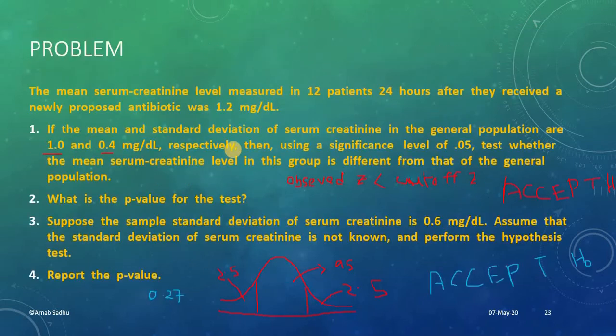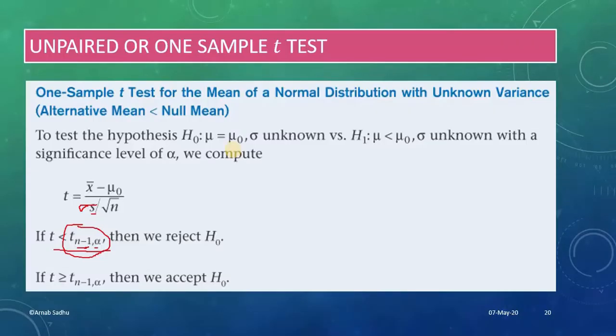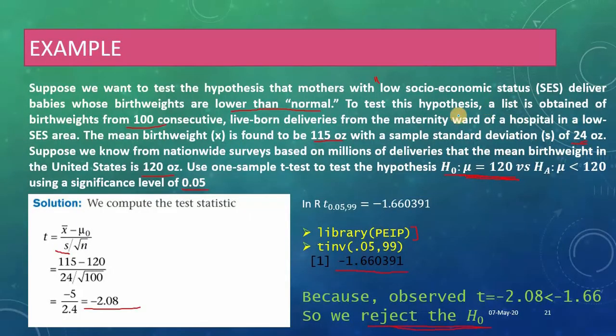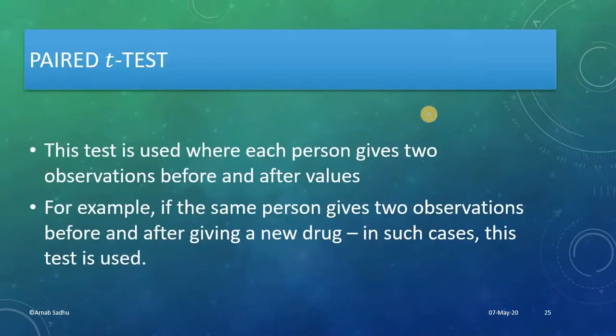So in the unpaired t-test, as we have seen here, we had only one sample and we had to test whether this sample mean is equal to the population mean or not. And here we have a sample and we collect the data for the same sample before and after some particular application, it may be a drug or anything else like that.